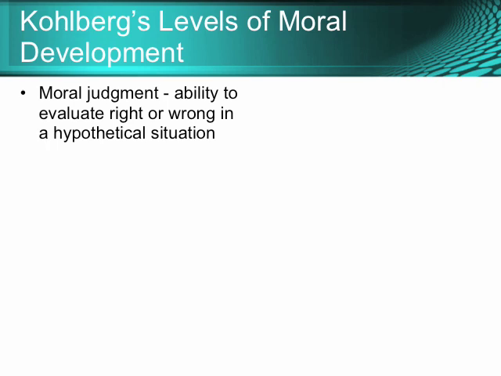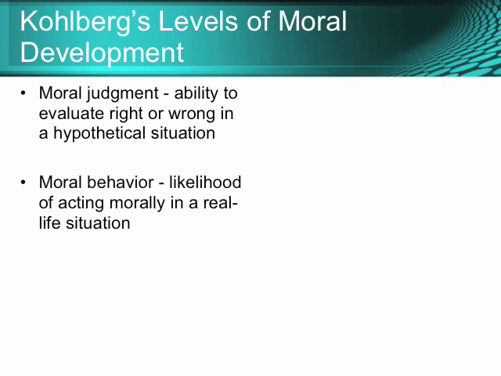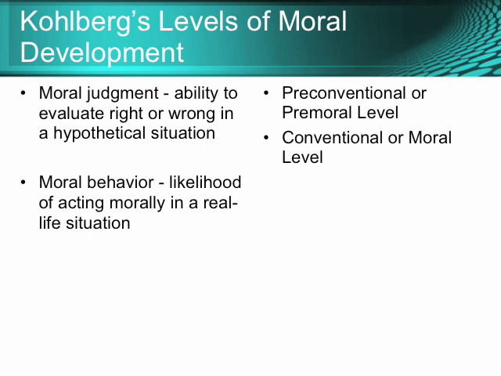And he distinguished this from moral behavior, and that's the likelihood of acting morally in a real-life situation. So that's the application of the moral judgment. Just because one is able to make moral judgment does not necessarily mean that they will behave morally. And he identified 3 broad stages of moral development: the pre-conventional or pre-moral level, the conventional or moral level, and the post-conventional or autonomous level. Each one of these 3 basic levels has 2 sub-levels.